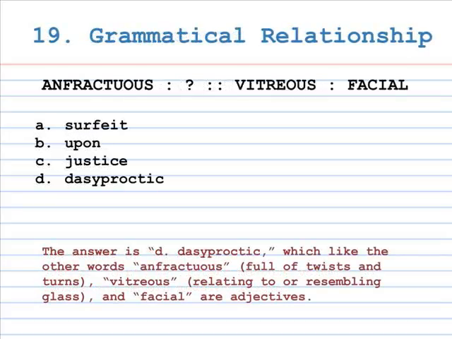19. Grammatical relationship. Infractuous is to: A, surfeit; B, upon; C, justice; D, dasyproctic, as vitreous is to facial. Note that the words appear so random that the analogy is probably not based on meaning. The answer is D, dasyproctic, which, like the other words, infractuous, full of twists and turns, vitreous, relating to or resembling glass, and facial, are adjectives. By the way, dasyproctic means having a hairy butt.